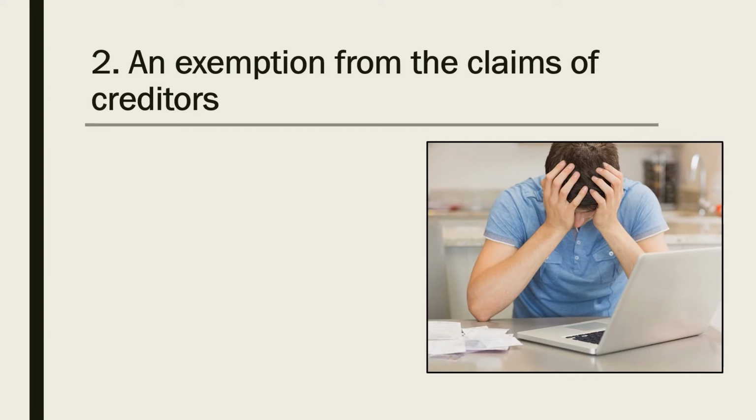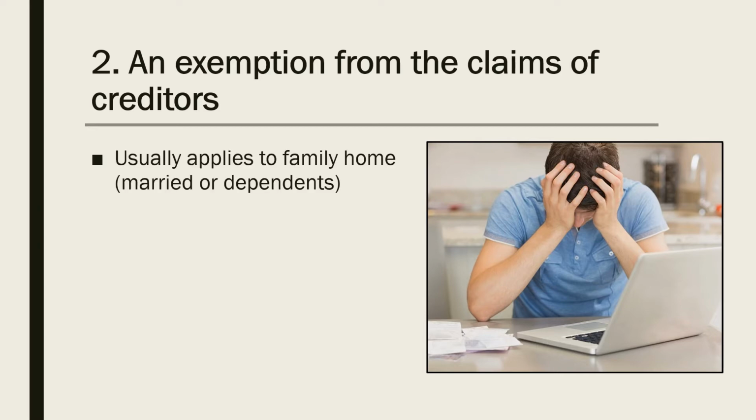The second meaning of the word homestead is that it's an exemption from the claims of creditors. And what we mean by an exemption is that to the extent of the homestead exemption, the creditors simply cannot reach the homestead property. They can't attach it, they can't execute on it, they can't have it sold to pay debts. Now, it usually applies only to a family home, which means that the owner usually has to either be married or have dependents living in the home.